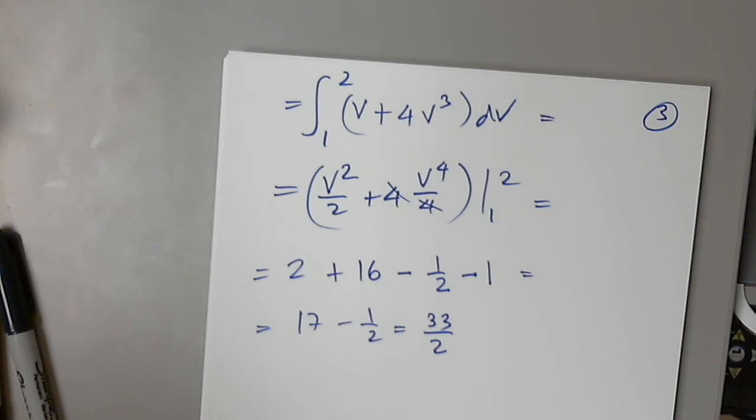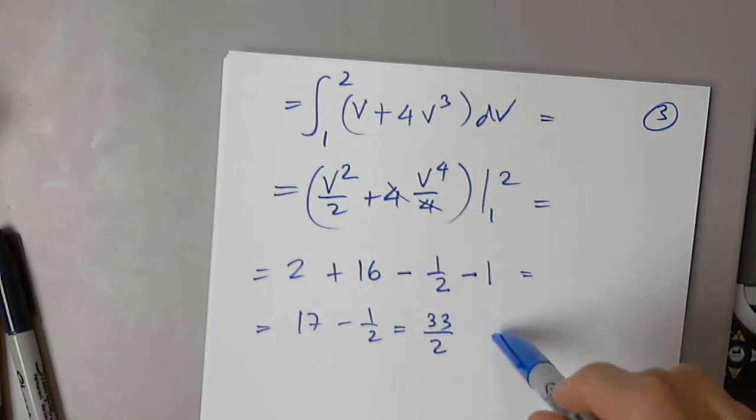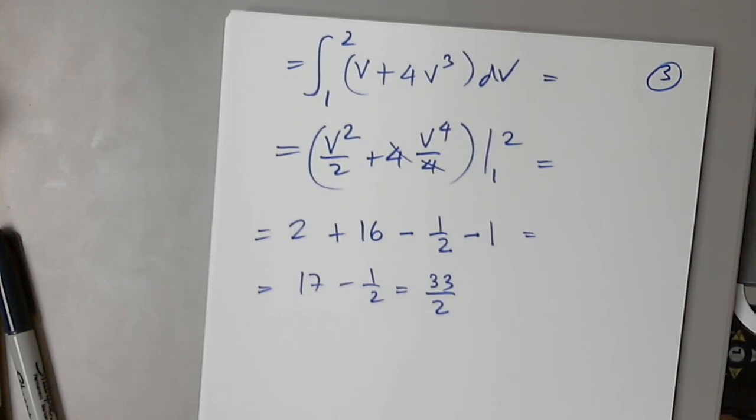And we have one more to look at. Any questions on 33 divided by 2? Is this okay? Yes. Okay, so let's take a look at a bacterial population is 5,000 at time t equals 0.